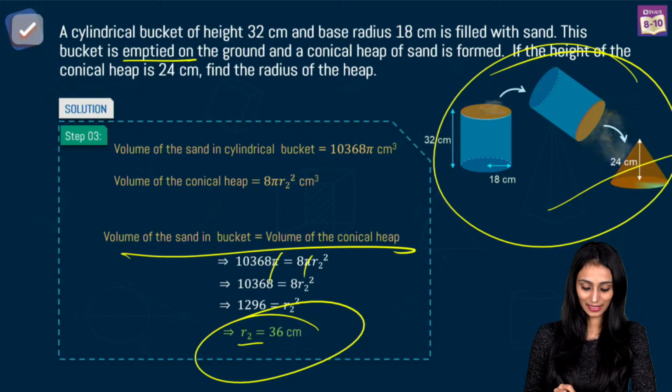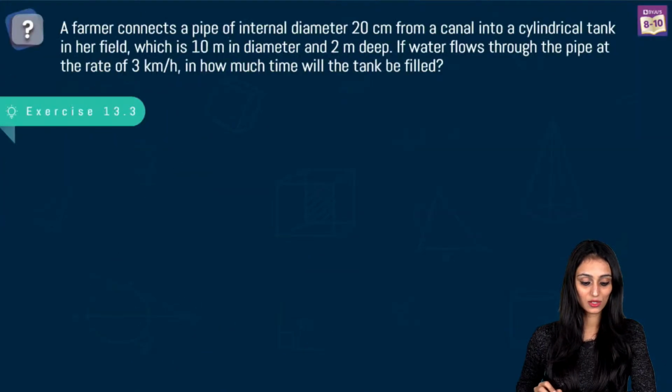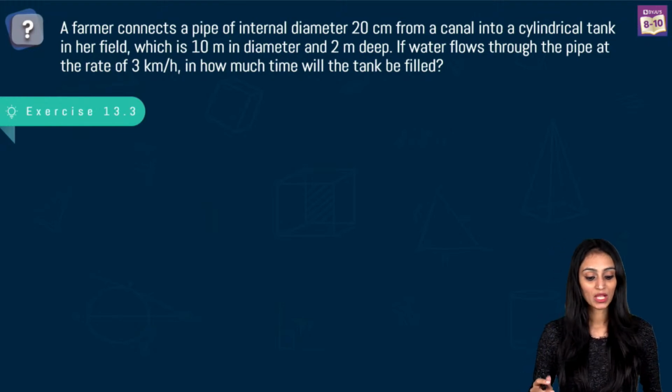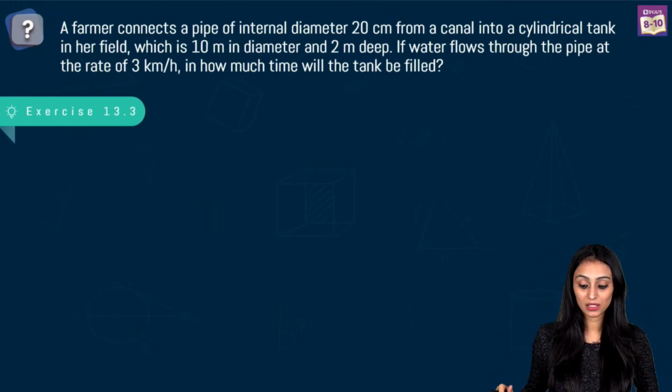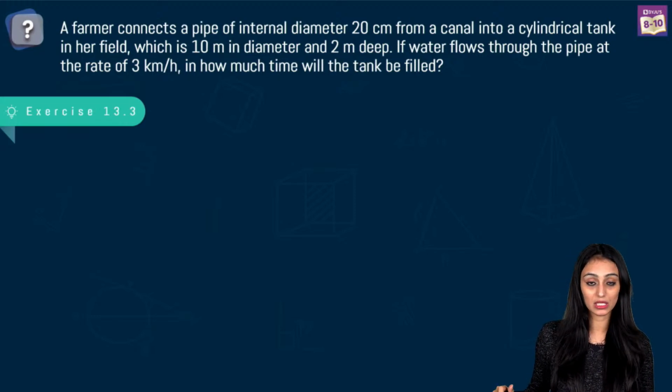All right, clear. Great. Let's move ahead. Let's take a look at the last question of today's session. Question number 10. A farmer connects a pipe of internal diameter 20 centimeter from a canal into a cylindrical tank in her field, which is 10 meter in diameter and 2 meters deep. If water flows through the pipe at the rate of 3 kilometers per hour, in how much time will the tank be filled?